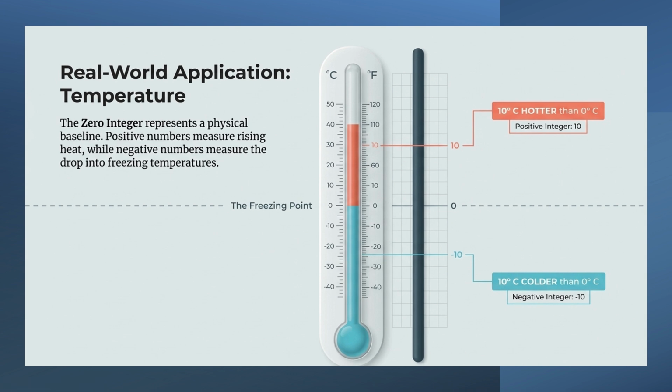0 tells that it is the freezing point of water, whereas below 0 are the colder ones, and above 0 are the hotter ones. So the 0 represents a physical baseline. Positive numbers represent the rising of the temperature, whereas negative numbers represent the falling of the temperature.